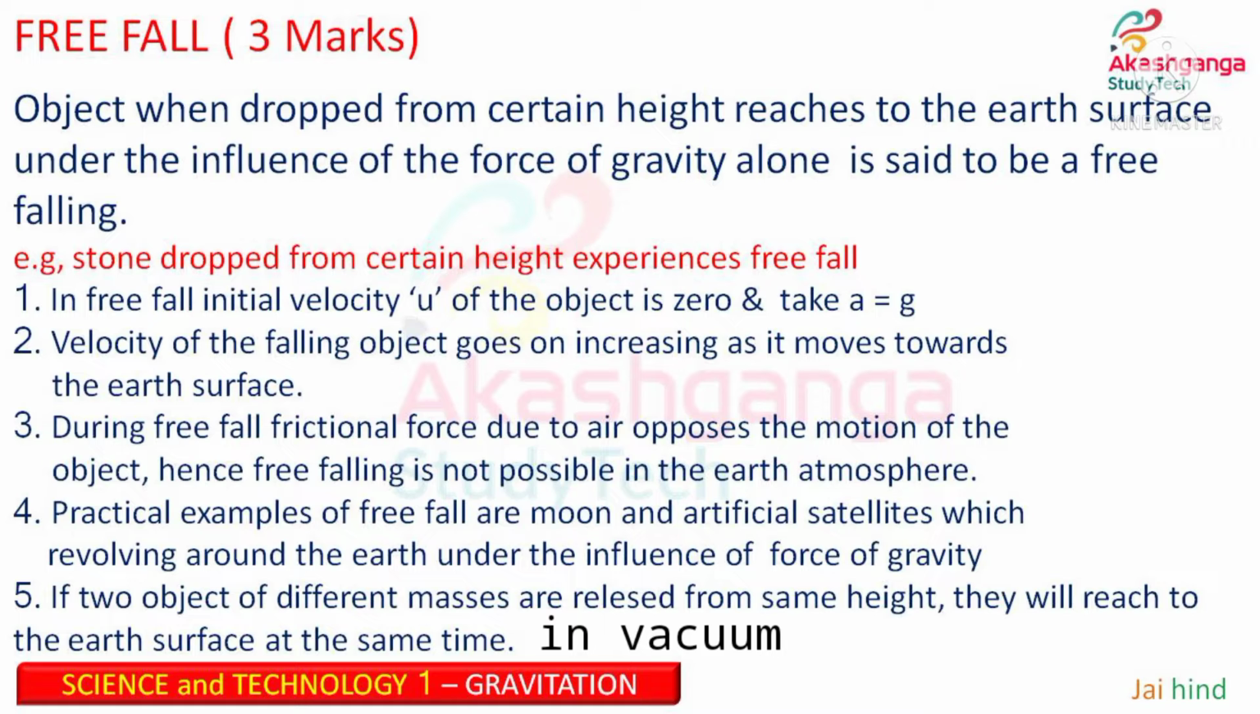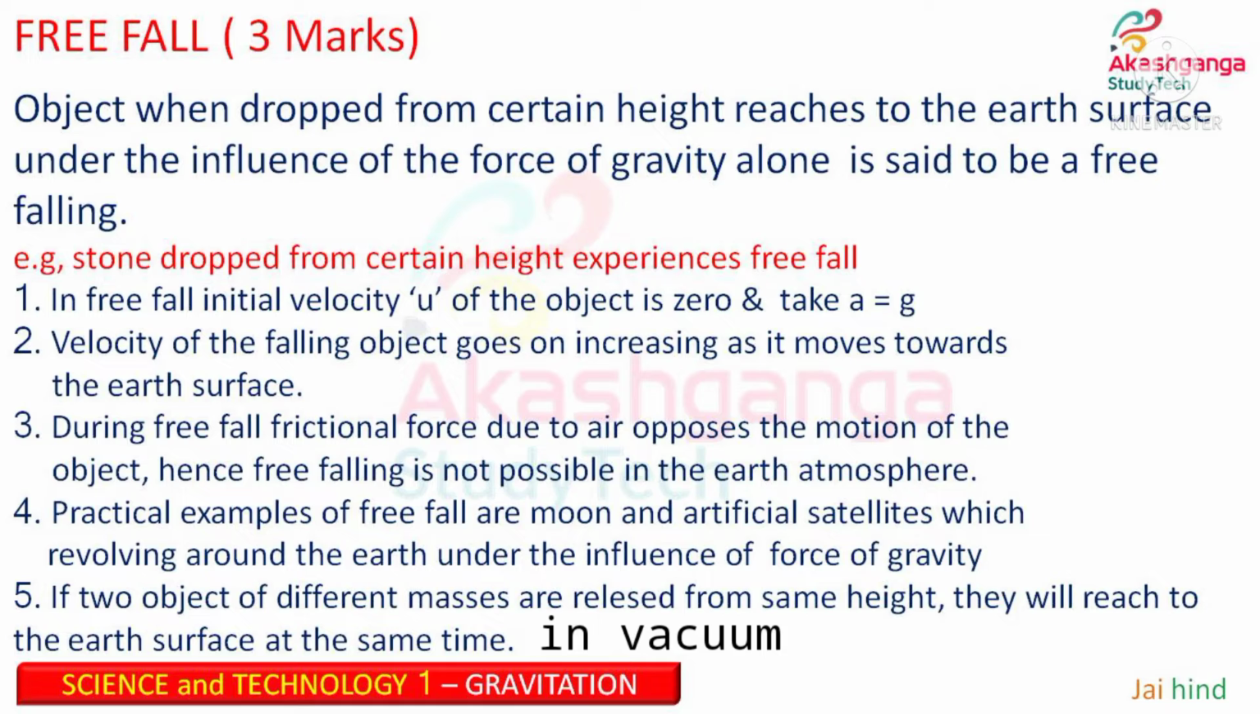If the question is asked for 3 marks, you have to write the following 4 points. Point number 1 is, in free fall, the initial velocity u of the object is 0, and take a is equal to g. Here a is acceleration, but as the object is moving vertically downward, take a is equal to g. Instead of acceleration, you take it as acceleration due to gravity, denoted by small g. In free fall, initial velocity u is equal to 0 whenever you are releasing some object from a certain height. So initially the velocity of the object remains 0. That's why it is given here u is equal to 0.